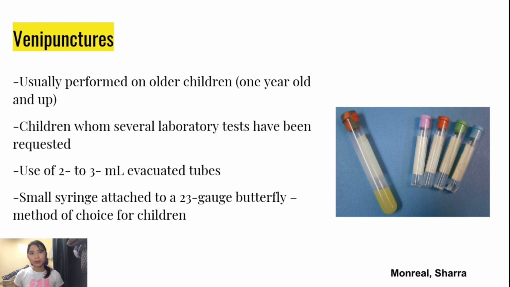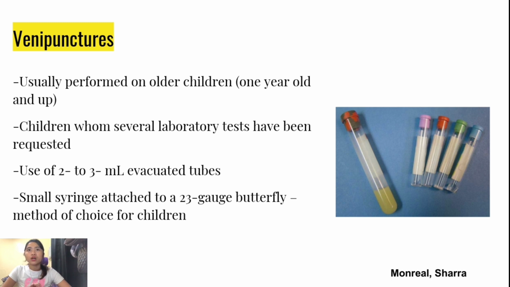We also perform venipuncture on children who have many laboratory tests requested. Venipuncture is performed in the same way on an infant or child as it is on an adult. However, the difference is that the infant's or child's veins are smaller and have the tendency to collapse.